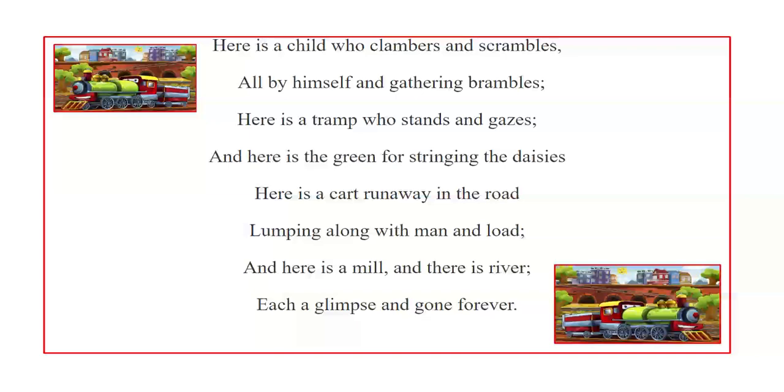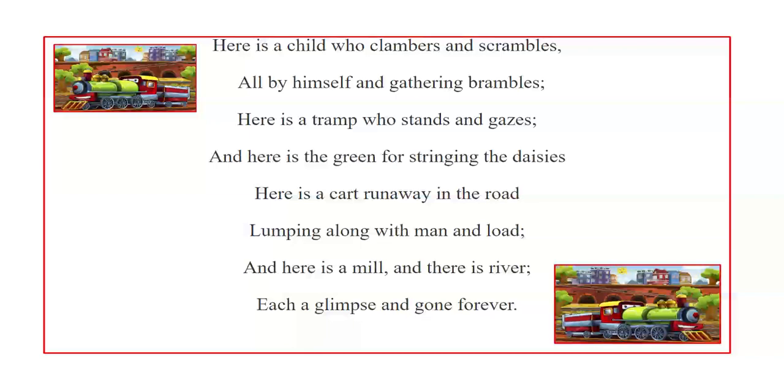"Here is a child who clambers and scrambles." The poet sees a child climbing up the steep ground. He moves with difficulty and gathers blackberries all by himself, gathering brambles. "Here is a tramp who stands and gazes, and here is the green for stringing the daisies." Now, here the poet explains that he also sees a homeless person who is looking at the speedy train in amazement. He sees some ladies making garlands of daisies, and they are sitting on common village land.